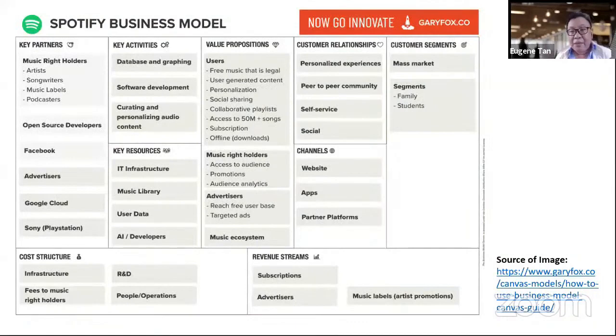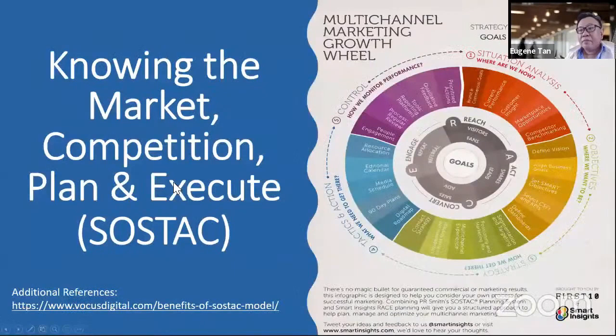So this is an example of how Spotify does their business, right? So next, when we want to analyze competitors, there is this model called the SOSTAC, which basically looks at situation analysis on where you are, what are the objectives that you want to be, what are the strategy that take you there, and what are the tactics and action that get you there, and what is the control that we can monitor the performance.